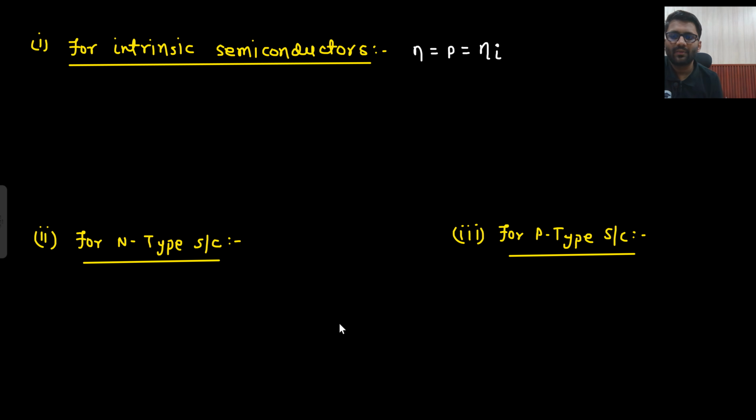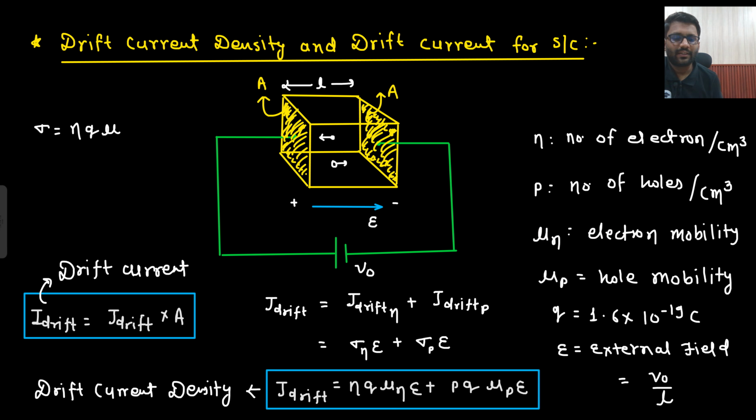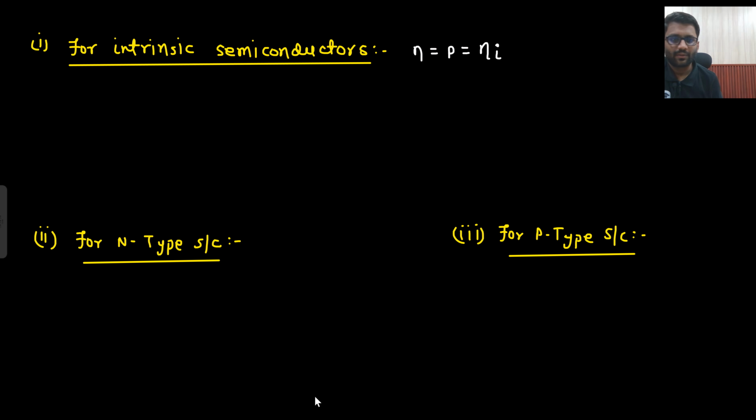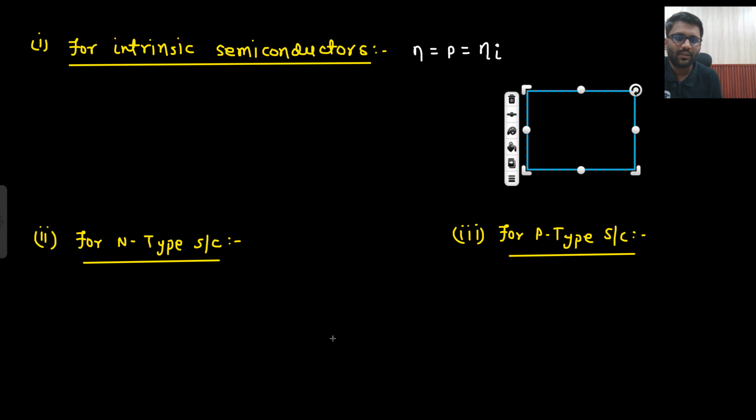Welcome back. So let's write down the drift current density and drift current for intrinsic semiconductor. In intrinsic semiconductor, what was the scenario? Here electrons are also there, holes are also there. If you apply an electric field, both will be moving in opposite directions, and the current for both of them will be in the same direction, so total current will be added, right? And in the intrinsic semiconductor, number of electrons is equal to the number of holes, and that was known as intrinsic carrier concentration. So what will be the drift current density?